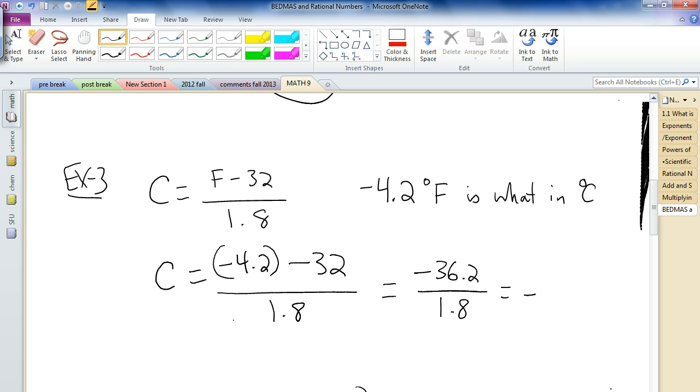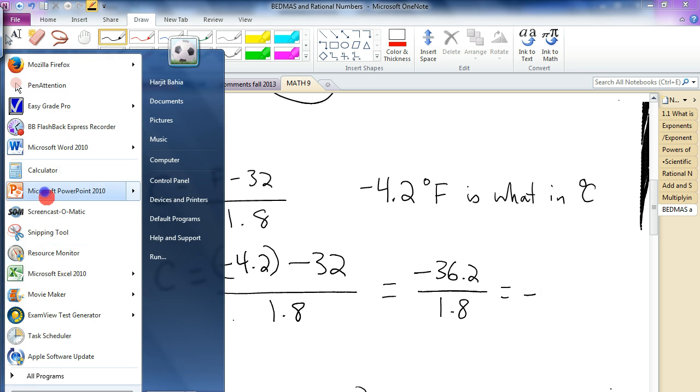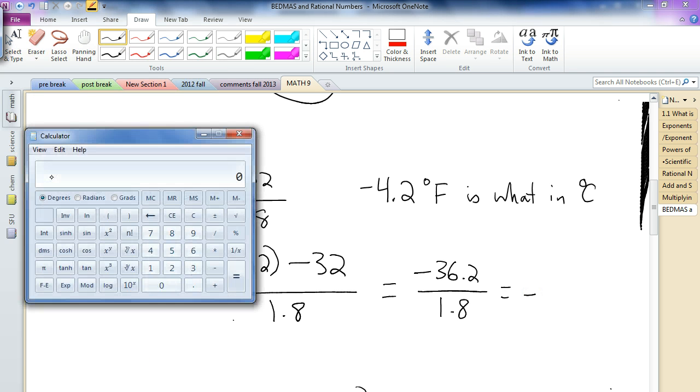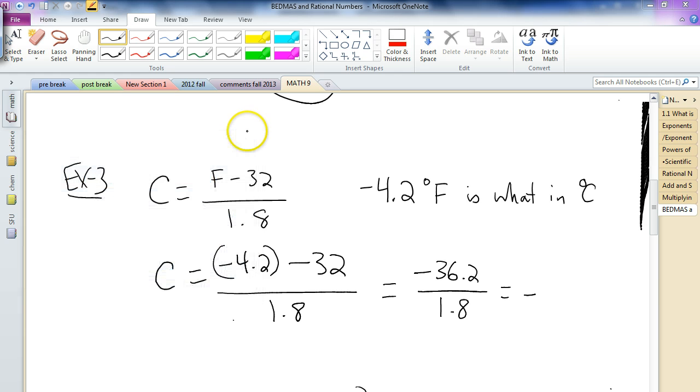Sorry, what was that again? Did I see that right? Not 2.1, it was 20.1, wasn't it? 36.2 divided by 1.8 is 20.1 repeating, yes.